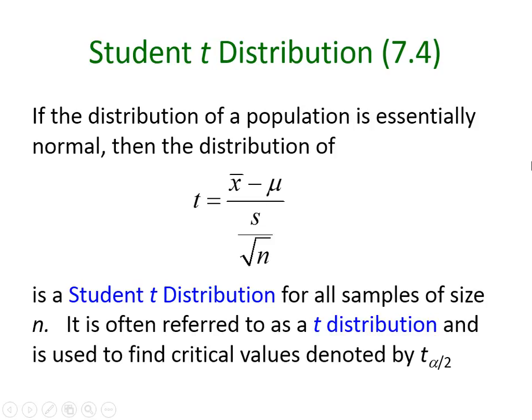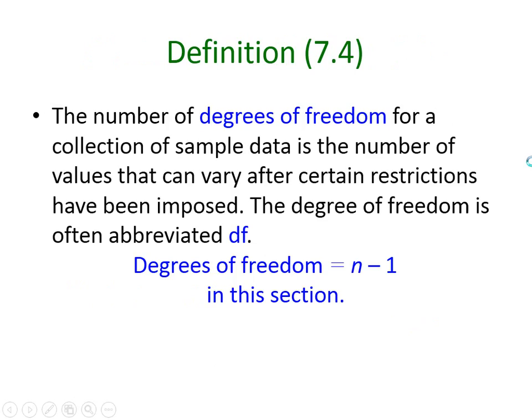One of the big differences: a student t distribution for all samples of size n is often referred to as just your t distribution, and it's used to find those critical values. Your t distribution changes depending on the size of your sample. And so that's going to be one of the major pieces that we have to look at, how big that sample size is, to help us find these t-scores as we do things. So it still had to be a normal distribution from the population, which is one of the key things we have to do.